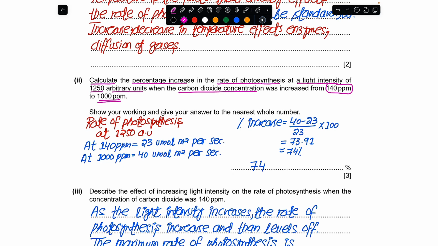What I am required to do is go back to the curve and see, from the x-axis, this value of 1250, and then go to the curve for 140 parts per million and 1000 parts per million. We will try to see what the percentage increase in the rate of photosynthesis was owing to an increase in carbon dioxide concentration from this to this. And the examiner is simply saying that your answer should be to the nearest whole number.